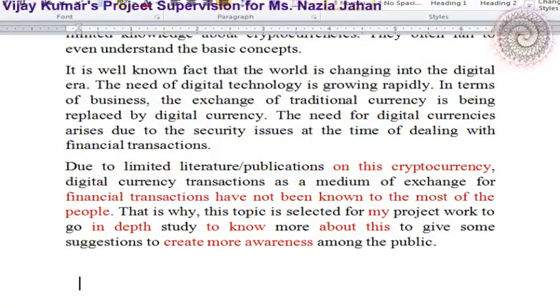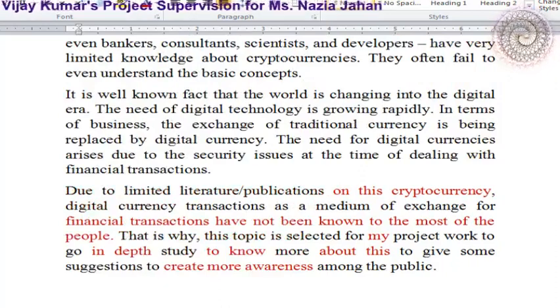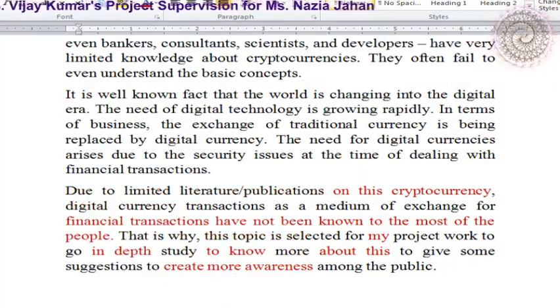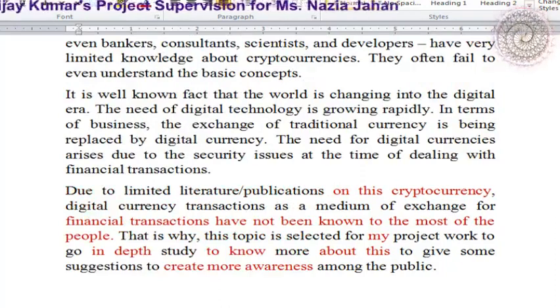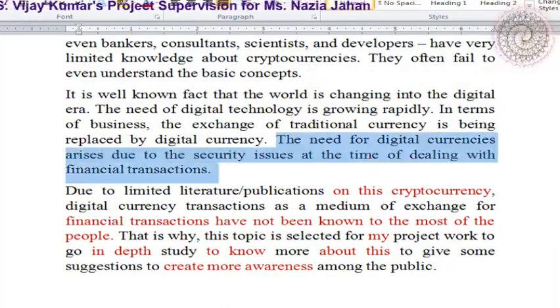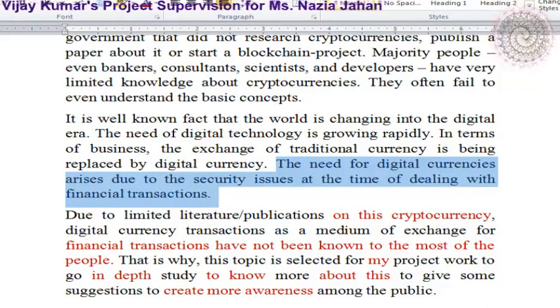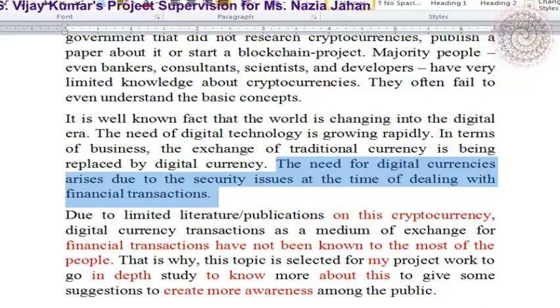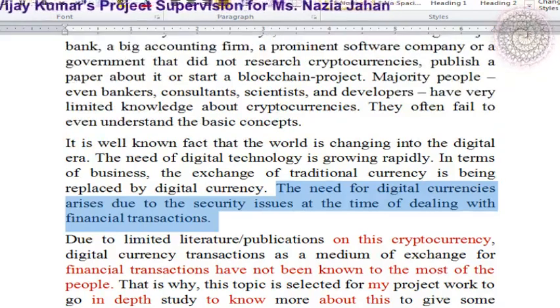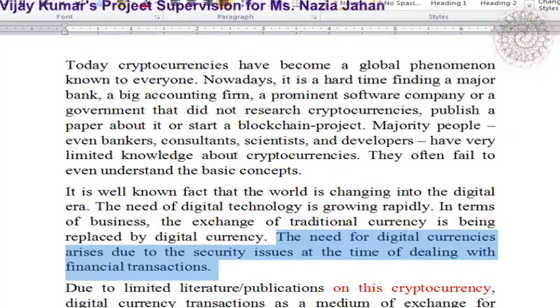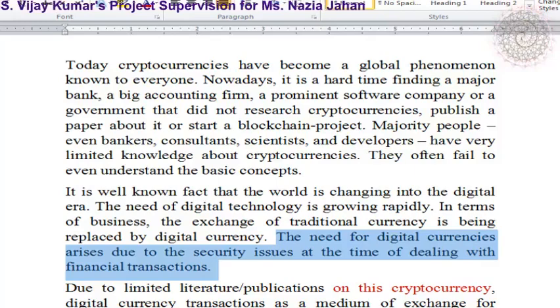So much of thing you are writing here. Sentences, just check them grammatically properly. The need for digital currencies arises due to the security issues. Need for the financial transactions. It is a well known fact that the world is changing into a digital era. The need is growing rapidly in terms of business. In India also we had demonetization in 2018. So we had a problem of cash crunch. And later we have adopted the digital currencies like that.